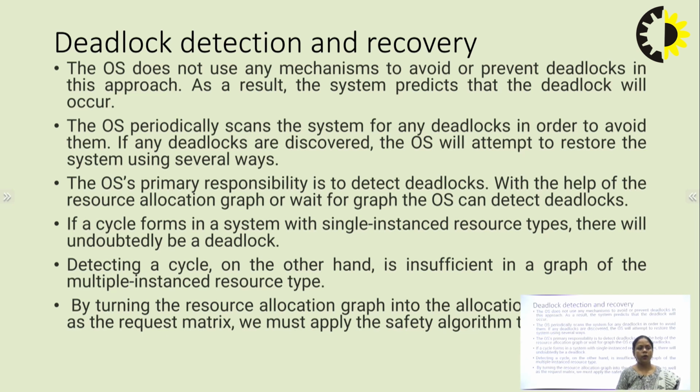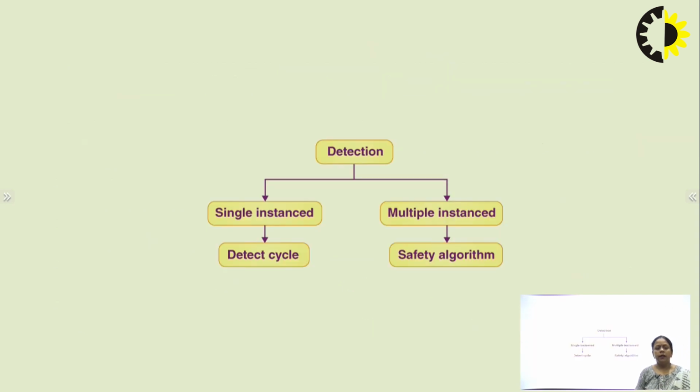The OS periodically scans the system for any deadlock in order to avoid them. If any deadlocks are discovered, the OS will attempt to restore the system using several ways. The OS's primary responsibility is to detect deadlocks with the help of a resource allocation graph or wait-for graph. If a cycle forms in a system with a single instance resource type, then there will undoubtedly be a possibility of deadlock. Detecting a cycle, on the other hand, is insufficient in the resource allocation graph, which I have already told you. You can see here, deadlock detection.